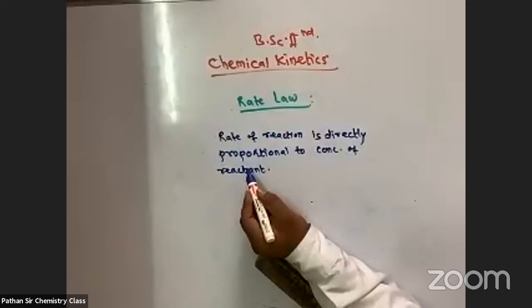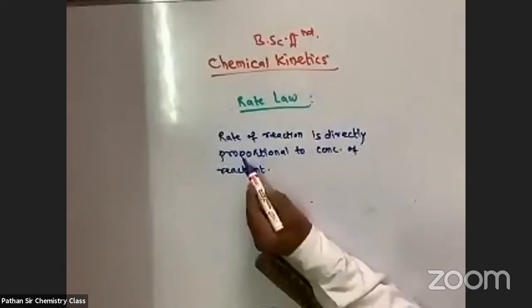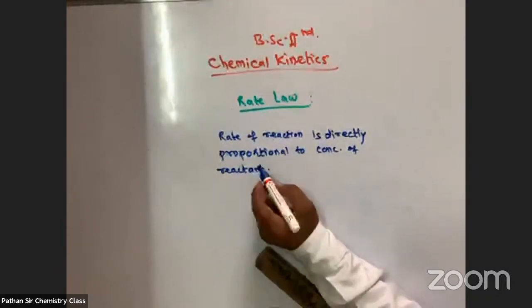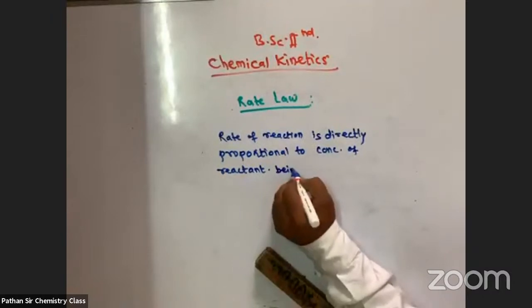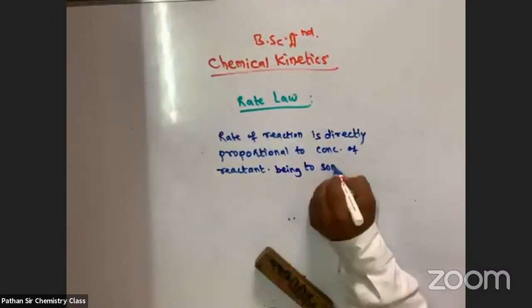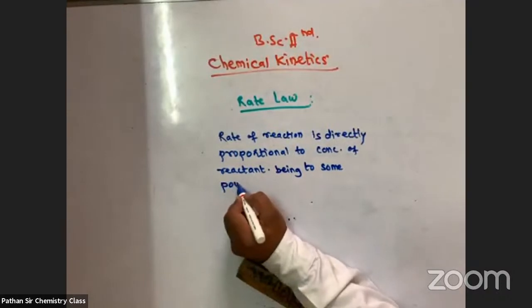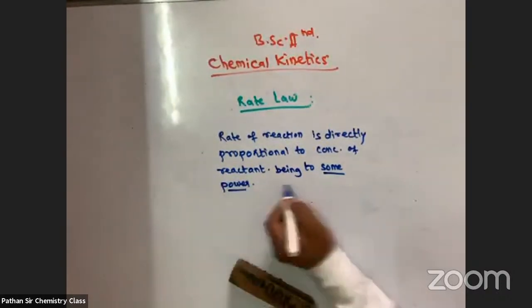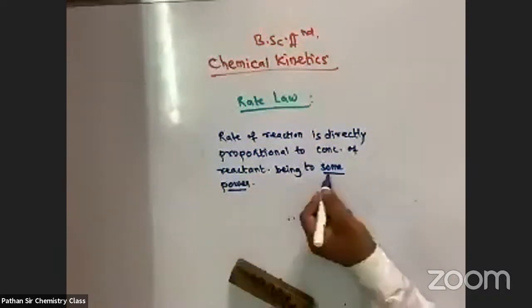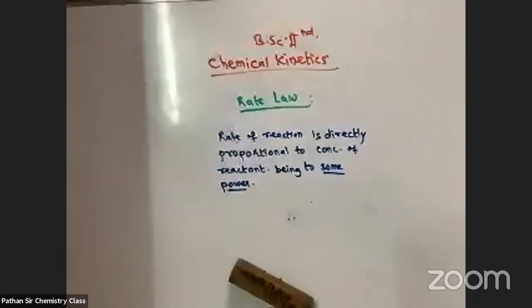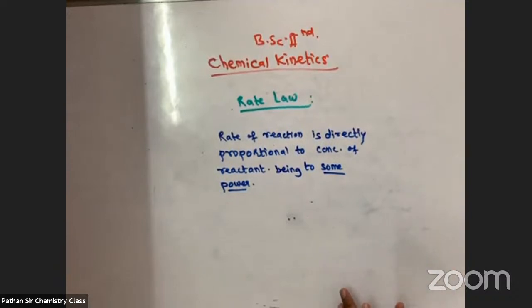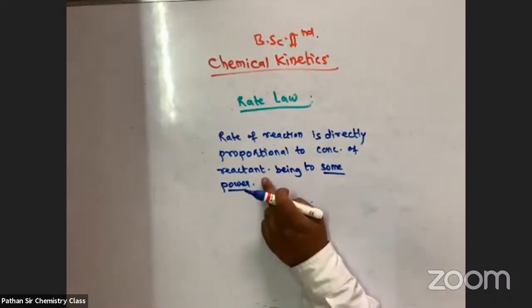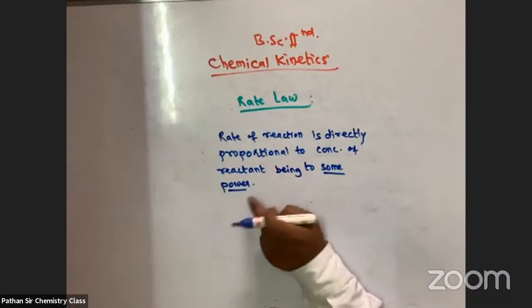This is an experimentally determined quantity. See once again, what is rate law? The rate of reaction is directly proportional to the concentration of the reactant being raised to some power. Underline this, some power. How much the power is exactly, we cannot say right now. That will be determined after experimental study. So the rate of reaction is directly proportional to the concentration of the reactant, and that concentration is raised to some power.